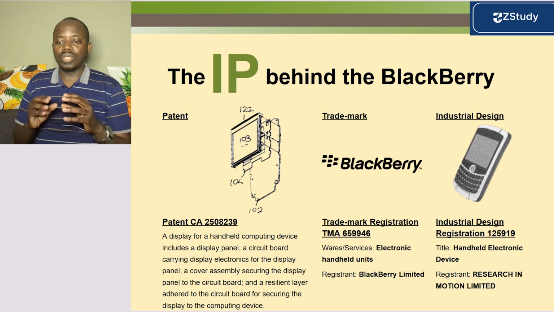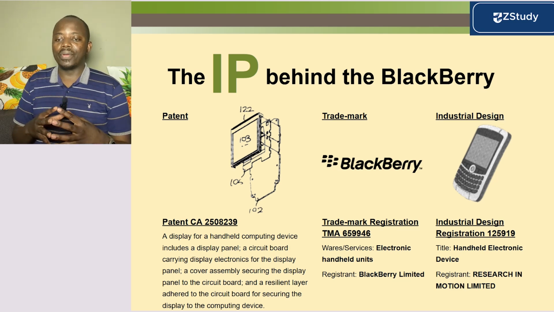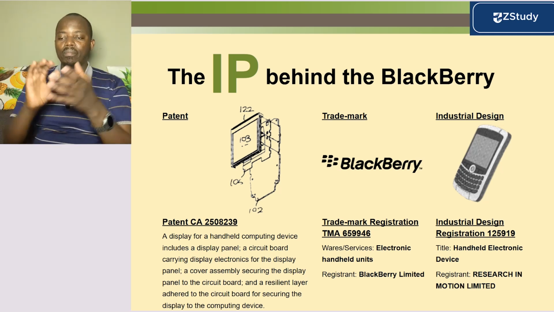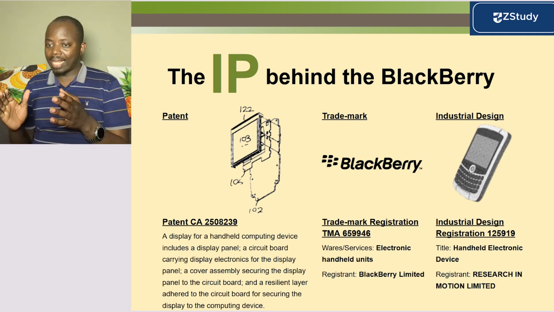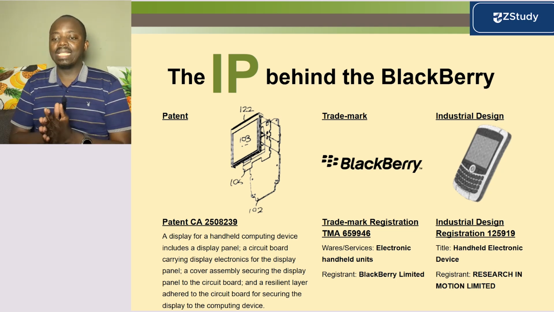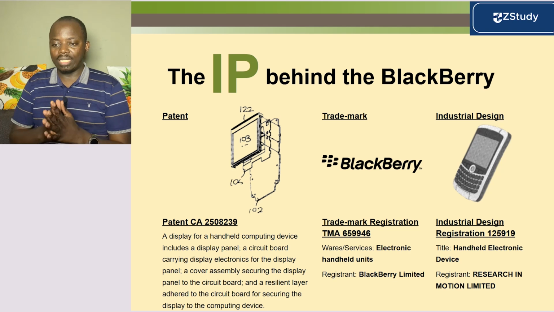Now, just to take you a little bit back, the trademark registration TMA 659946, wares and services, electronic handheld units, registrant was BlackBerry Limited. So if you go search for that, you'll be able to find a lot of information about that particular trademark for BlackBerry. Another thing you'll be able to see there is industrial design registration number 125919, title handheld electronic device. The registrant for that design was Research in Motion Limited.